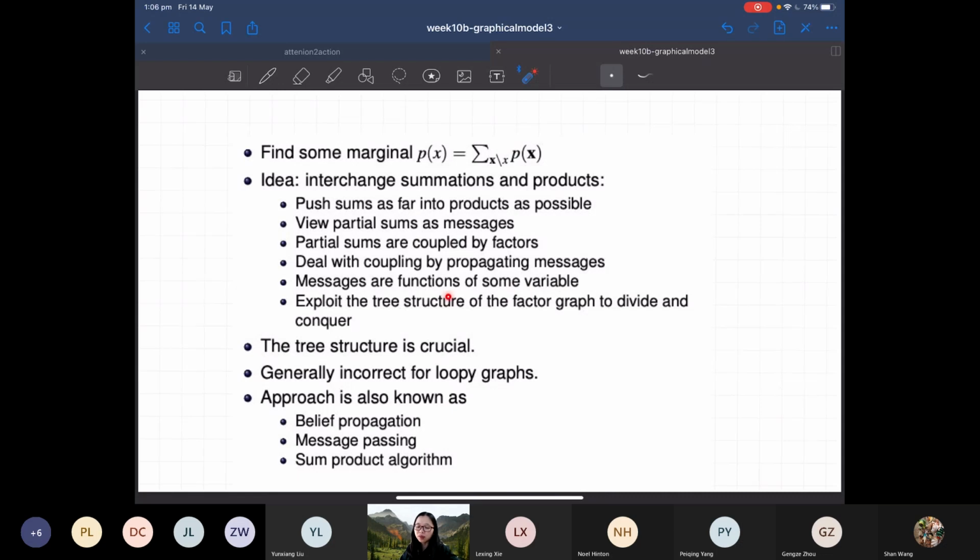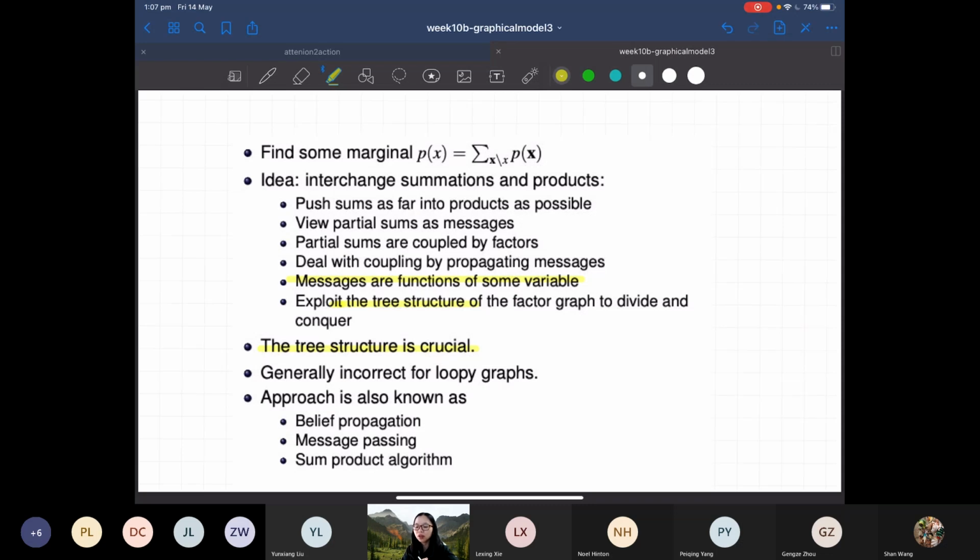The messages are simply functions of some variables, right? So this is essentially a terminology thing. I think it's convenient to think about the order of computation as message passing. So we exploit the tree structure of the factor graph to divide a long giant sum into partial sums, right? So the tree structure is crucial. As we saw, if we have a tree structure, we can compute all the messages in 2 passes over the tree.